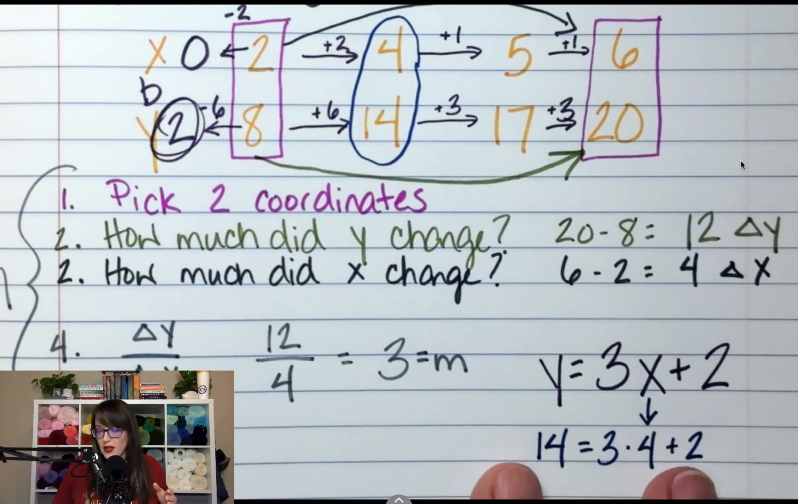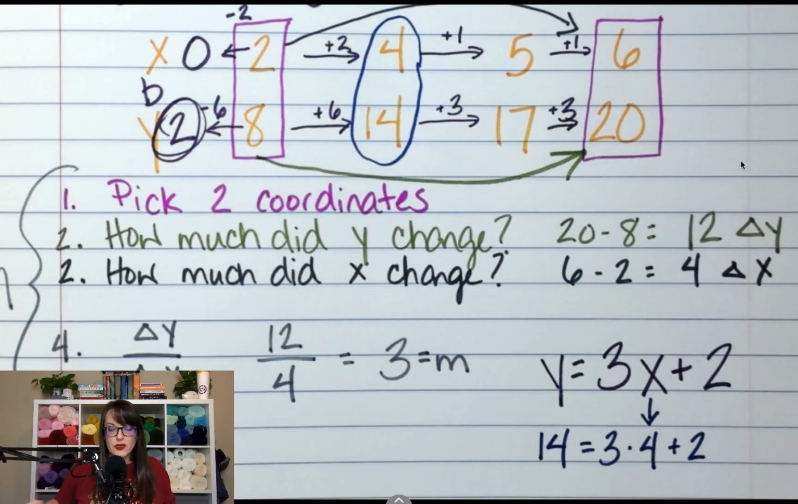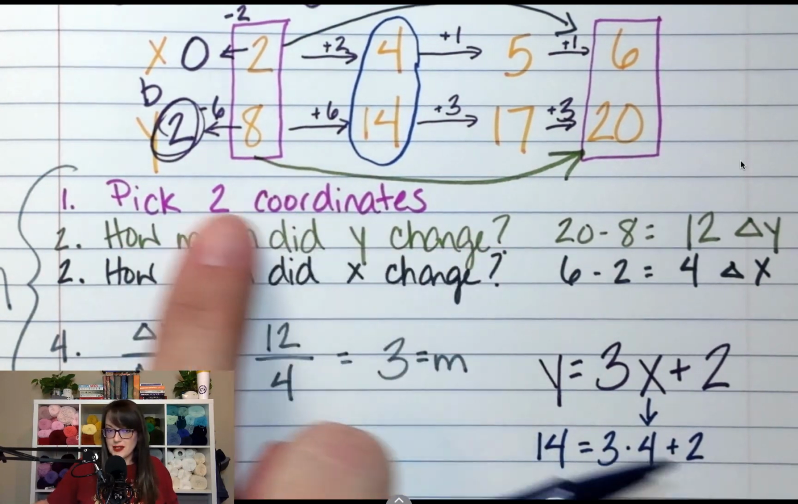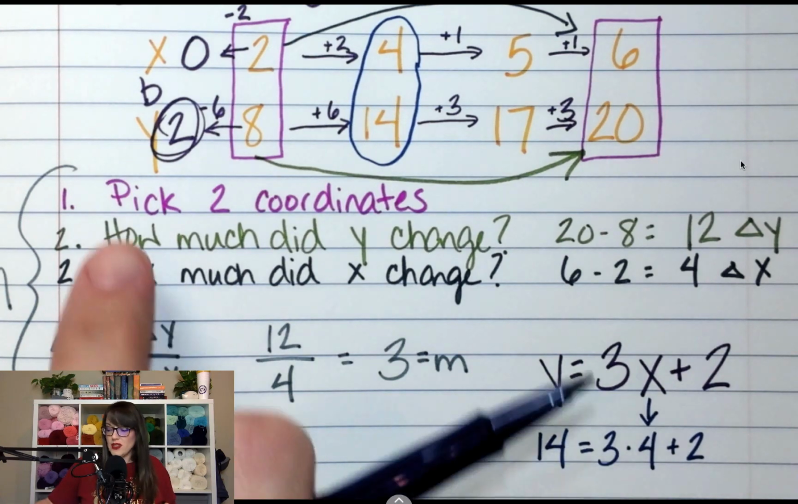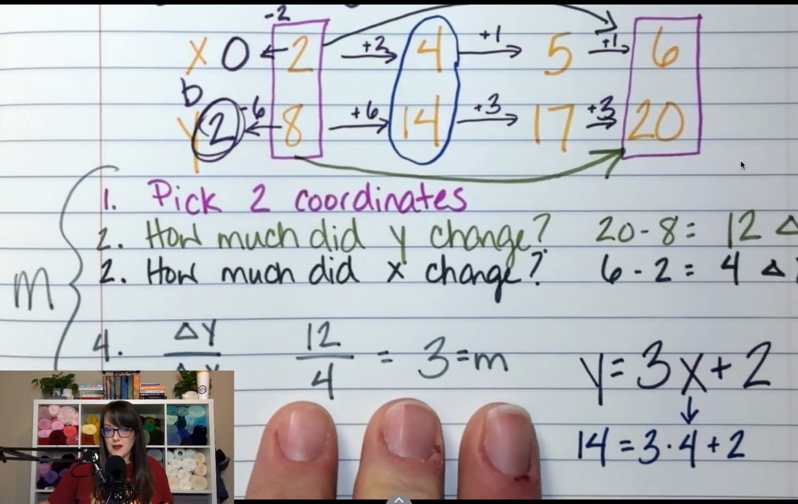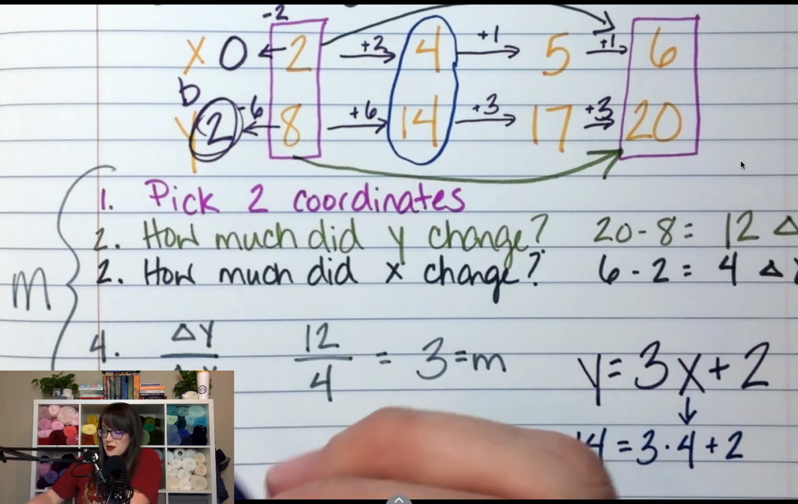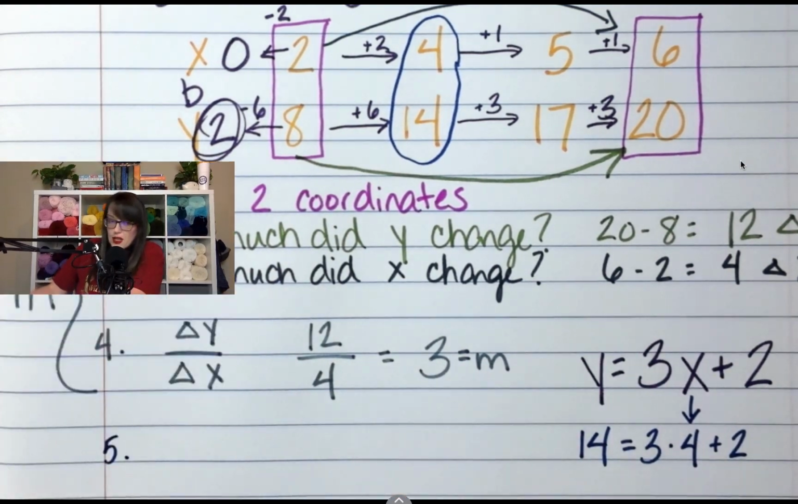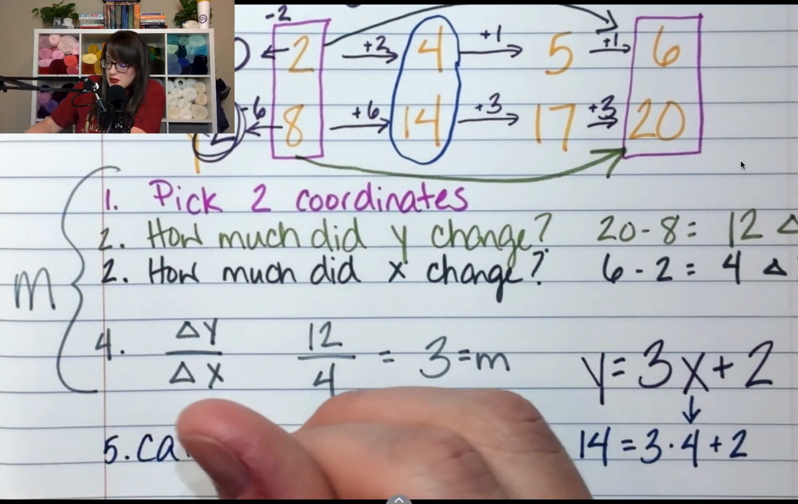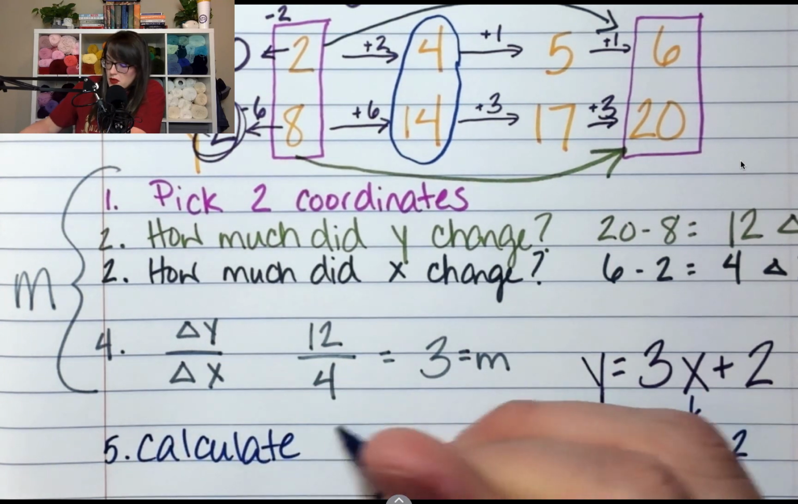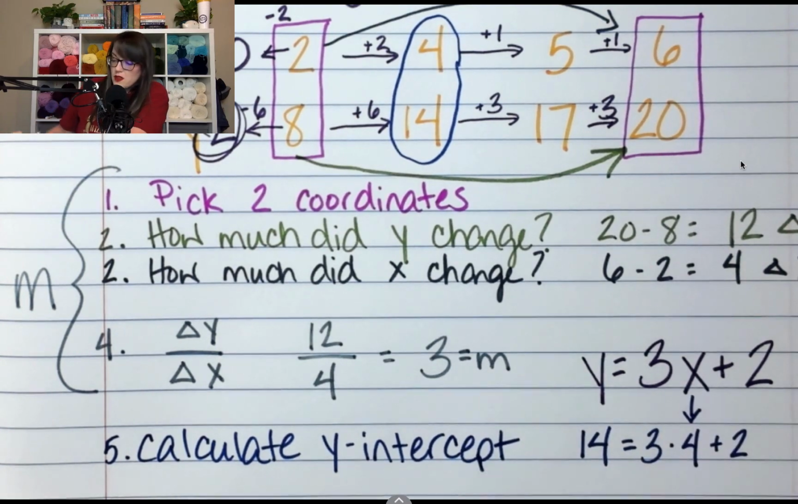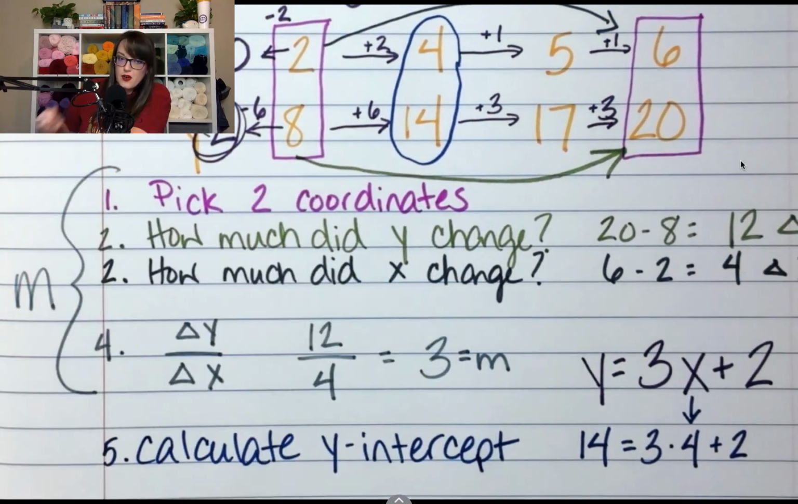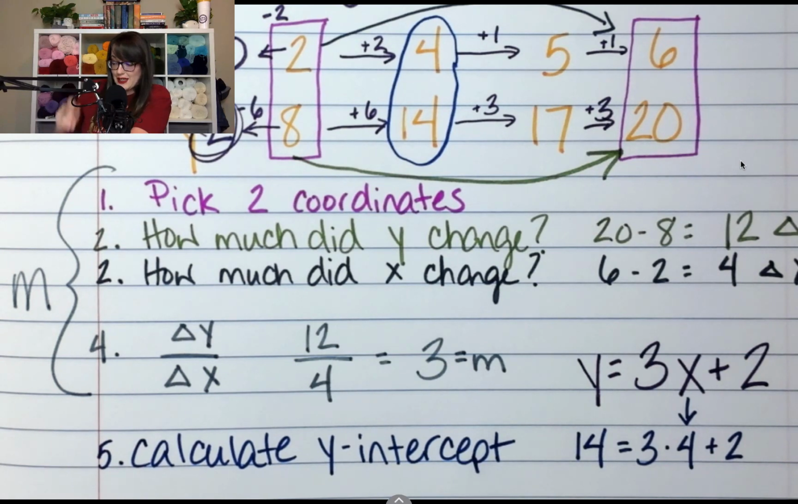So if I'm writing my equation, the first thing I do is find the slope by following this. If there's not a table, create a table. And then once I know the slope by following those steps, I go back up to the table. I guess we can add a step 5 and calculate the y-intercept by finding when x is 0, how much y is.